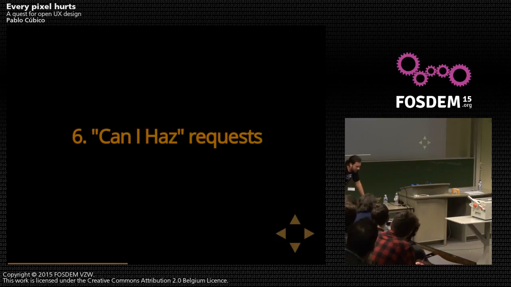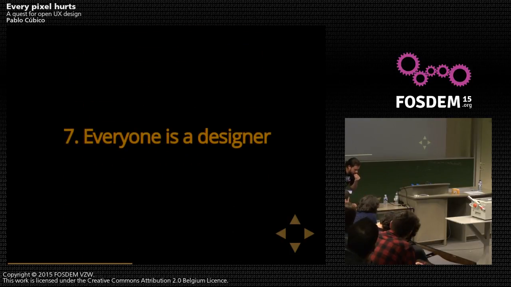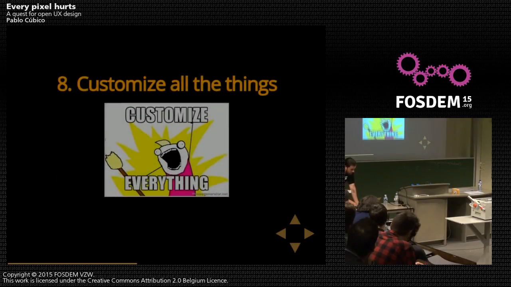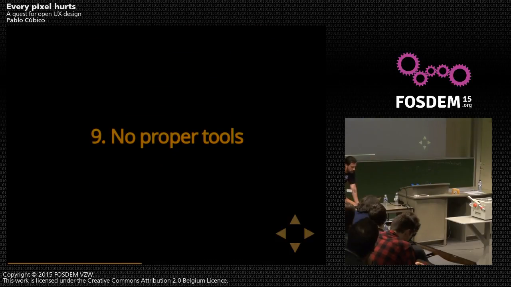You know what it is? The infamous "can I has" request, people requesting crazy features. This happens a lot. Then everyone is a designer. This is like the too many cooks problem, and it happens on Diaspora, it happens everywhere. Customize all the things. This is really, really close to the nature of open source projects. You want your project to be customizable for all the users. That doesn't work for the identity and for many things. There are no proper tools. Most tools are closed or paid.